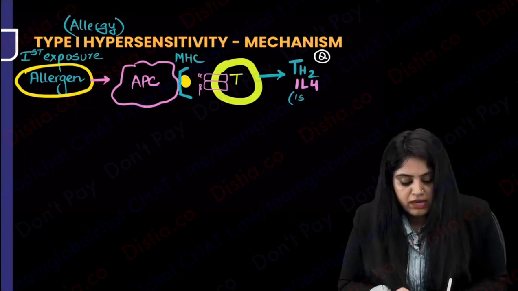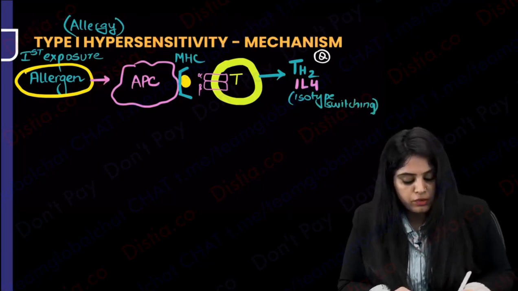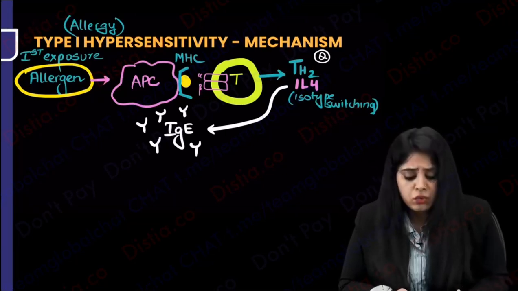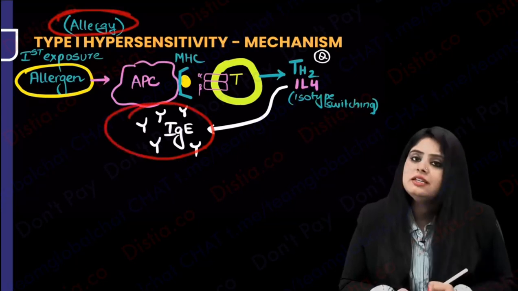Interleukin 4 is going to help in isotype switching. Haven't we already done this? Isotype switching basically means which antibody production is going to occur. There is going to be production of IgE that will happen over here. There is a production of immunoglobulin E, because I know that with allergy, IgE is involved.